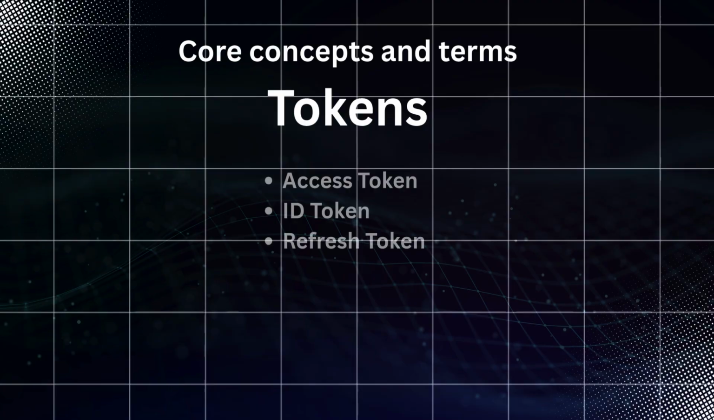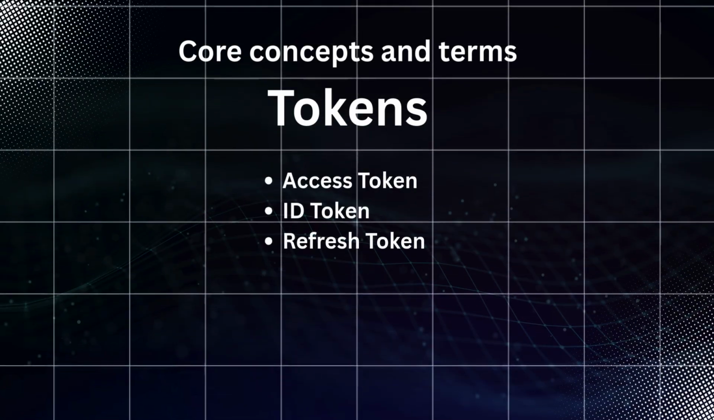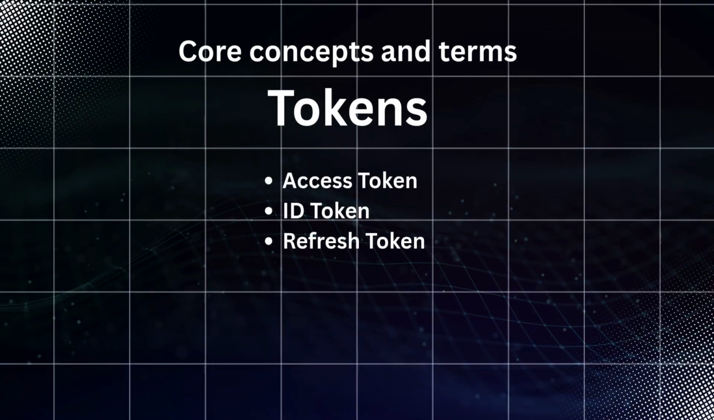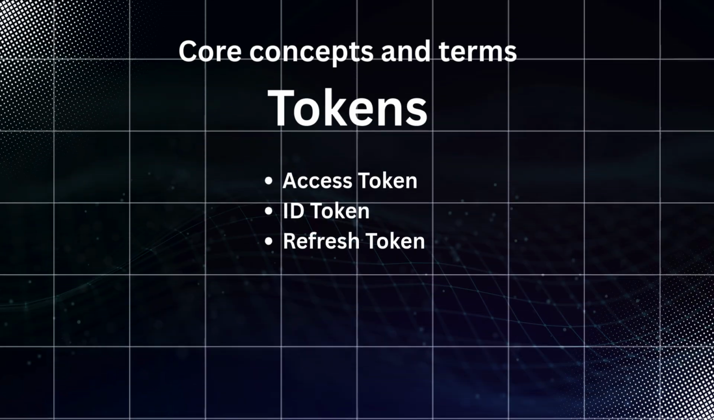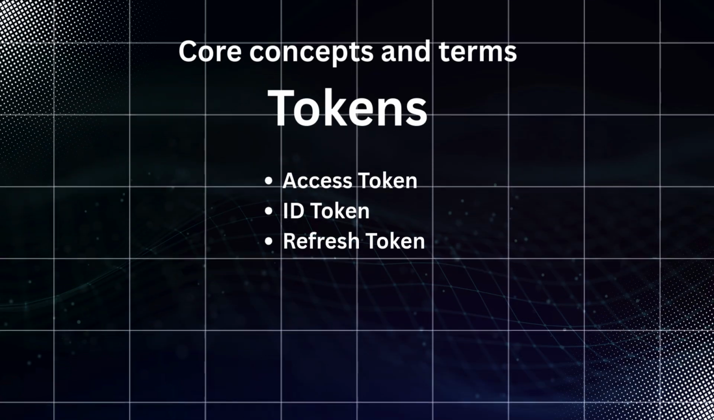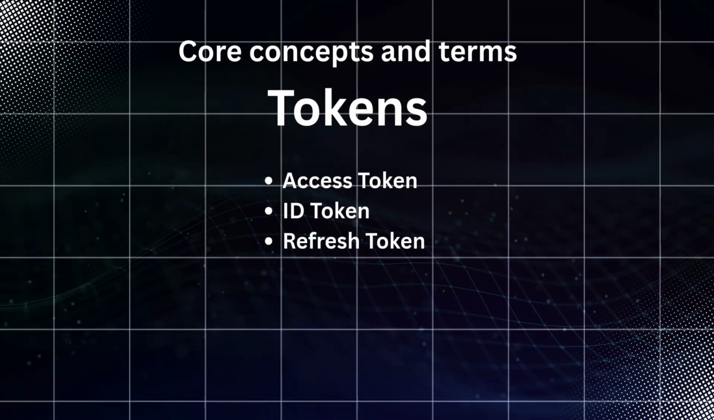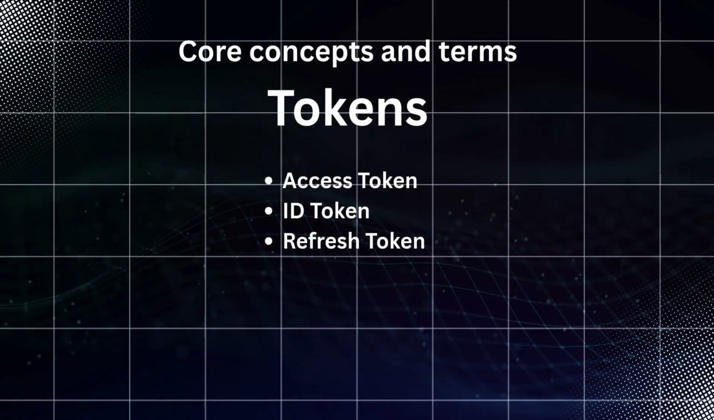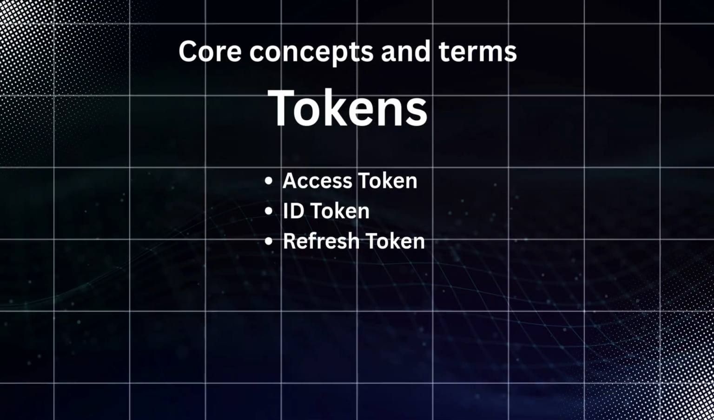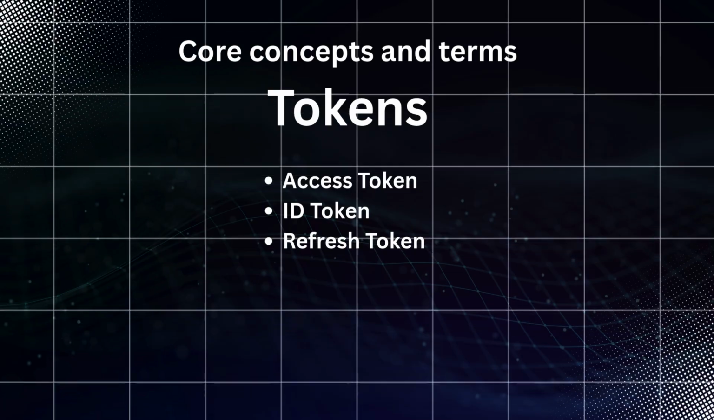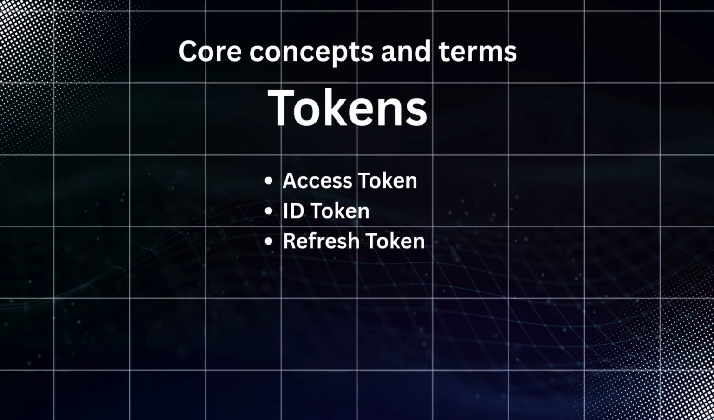So we have some token types. Keycloak issues several token types, like the access token, used to access protected resources. Then we have the ID token, which contains user identity information. Then we have the refresh token, used to obtain a new access token without re-authenticating. For example, a front end receives an access token and ID token after login. When the access token expires, it uses a refresh token to get a new one.